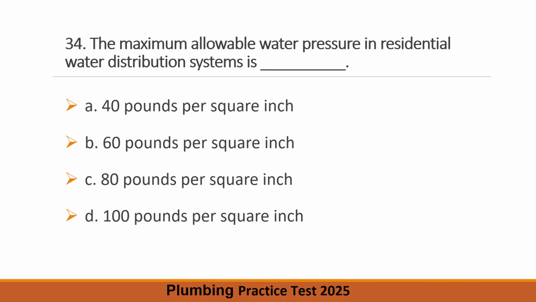34. The maximum allowable water pressure in residential water distribution systems is A. 40 pounds per square inch. B. 60 pounds per square inch. C. 80 pounds per square inch. D. 100 pounds per square inch.